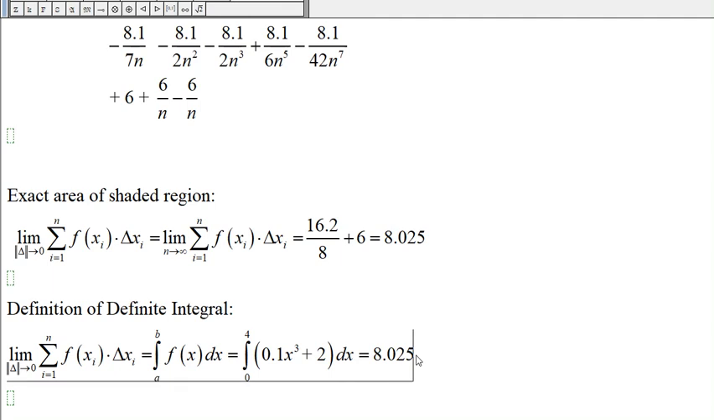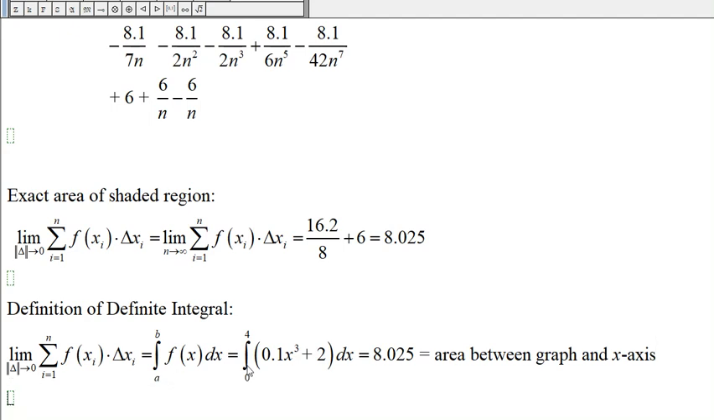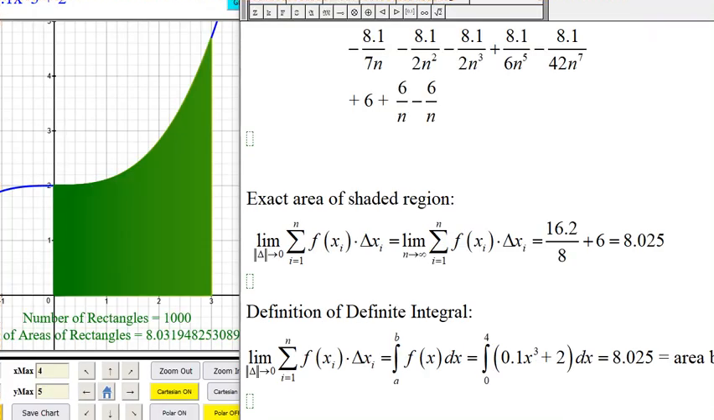And this is the area between the graph and the x-axis. And so that's what this definite integral represents, the area between the graph and the x-axis. And in summary, when we fill this up with 1,000 rectangles, we got 8.03 for the shaded region. The exact area of the shaded region turns out to be 8.025. So this is very, very close.